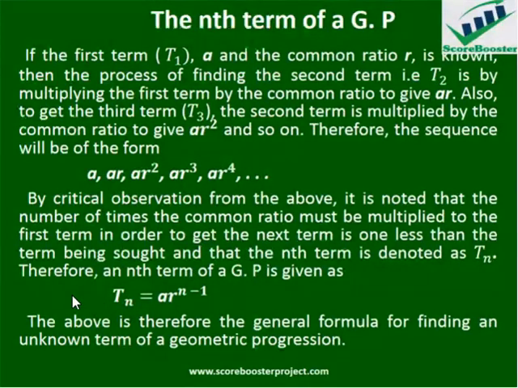So this is the general formula for generating the terms of a geometric progression. The above is therefore the general formula for finding an unknown term of a geometric progression. You can find the 50th term without multiplying the preceding term by r. You can find the 50th term straight from this place.